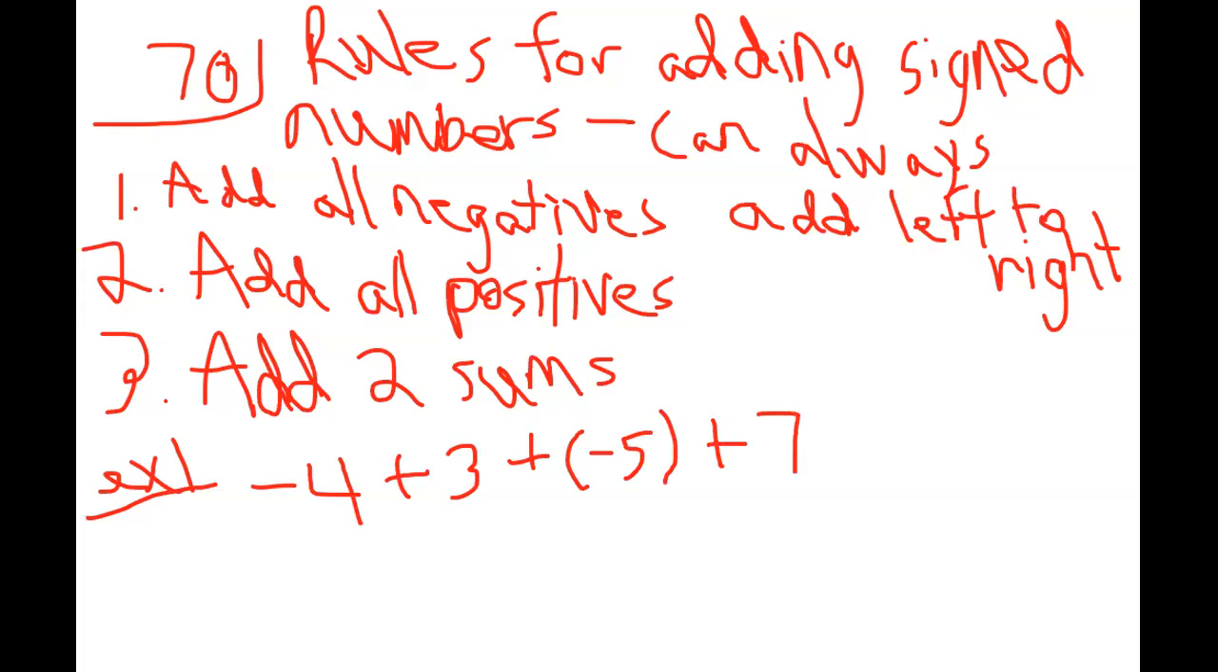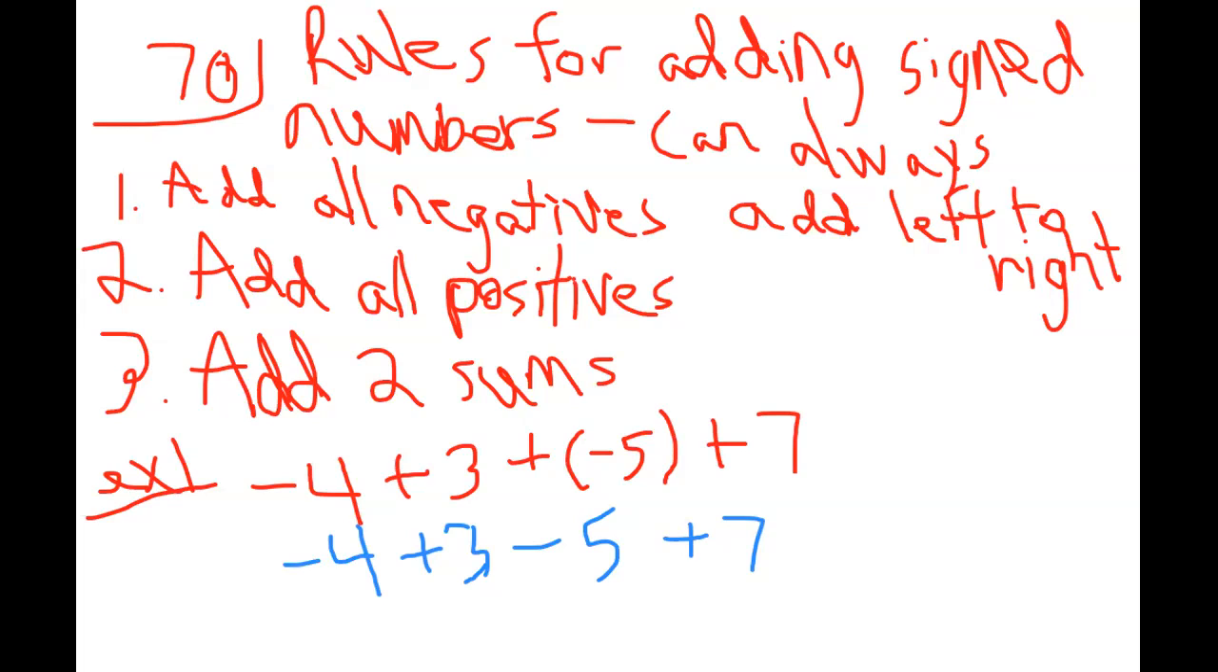Okay, so I told you before, you can think of this over here instead. We could think of it as -4 + 3, we could think of this as -5, maybe this is +7. So we don't have to write plus -5 here. We can just think of it this way, right? So it looks like we have two negatives and two positives, so we can add our negatives and then add our positives. So we'll go ahead and do that.